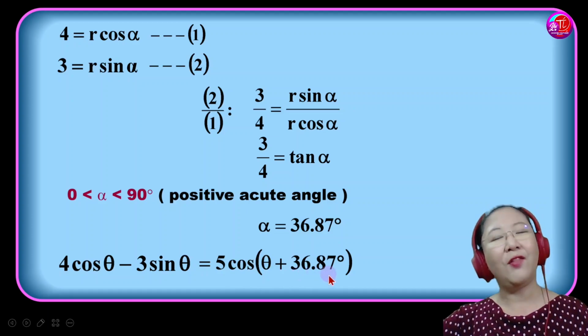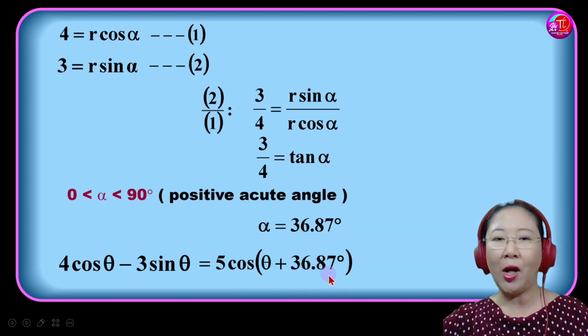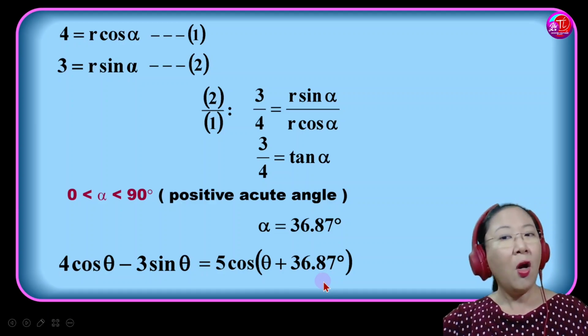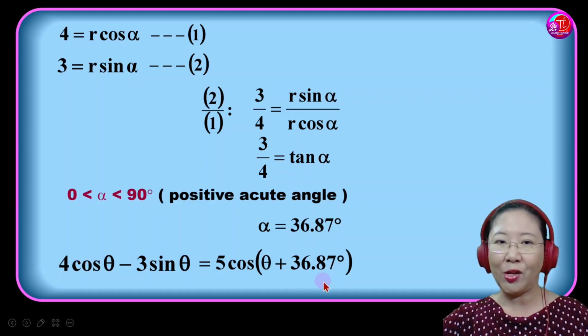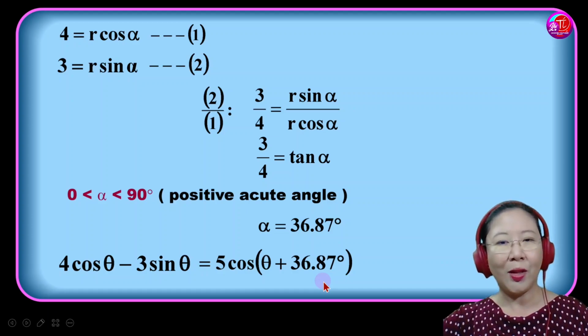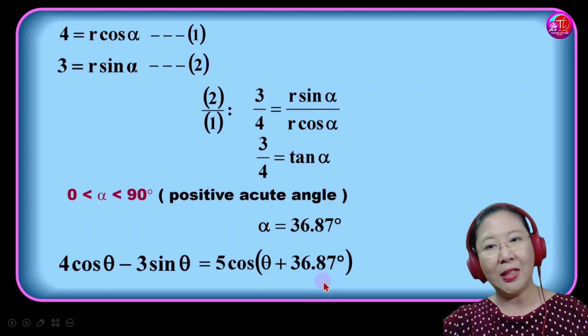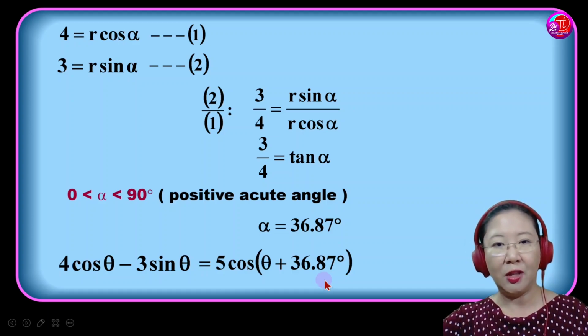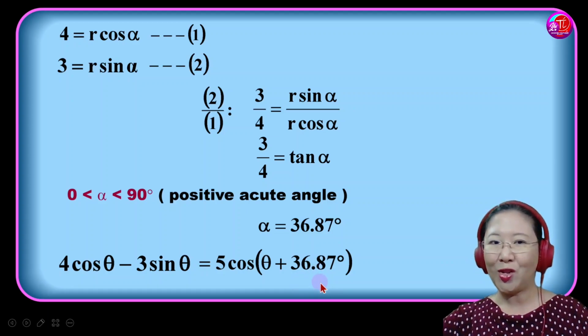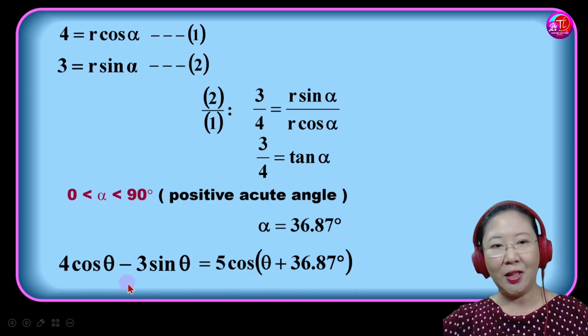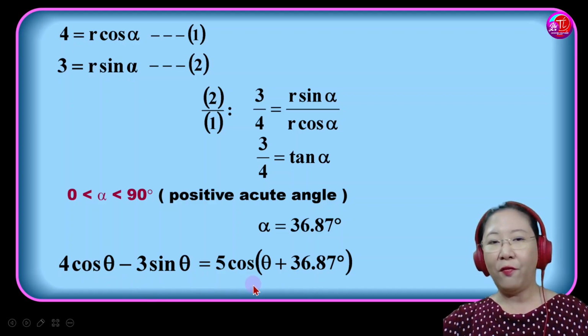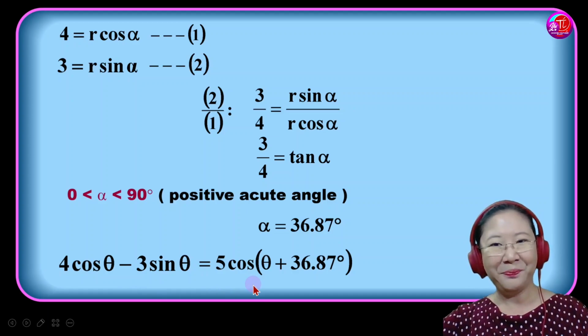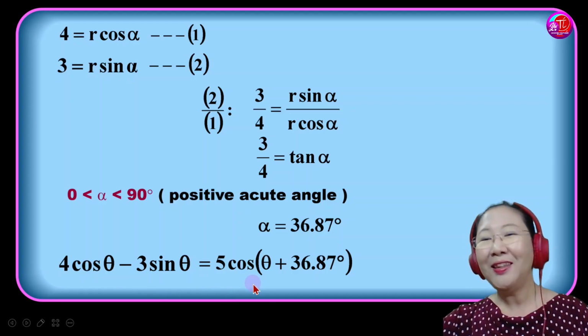36.87 for 4 significant figures. Try to put your answer in 4 significant figures or any decimal place that the question asks for. It depends on the question, but most of the time we need the answer in 4 significant figures. So 36.87, and that's how we transform a trigonometry equation like this into the format of the R formula. Easy. Method number 1 done.